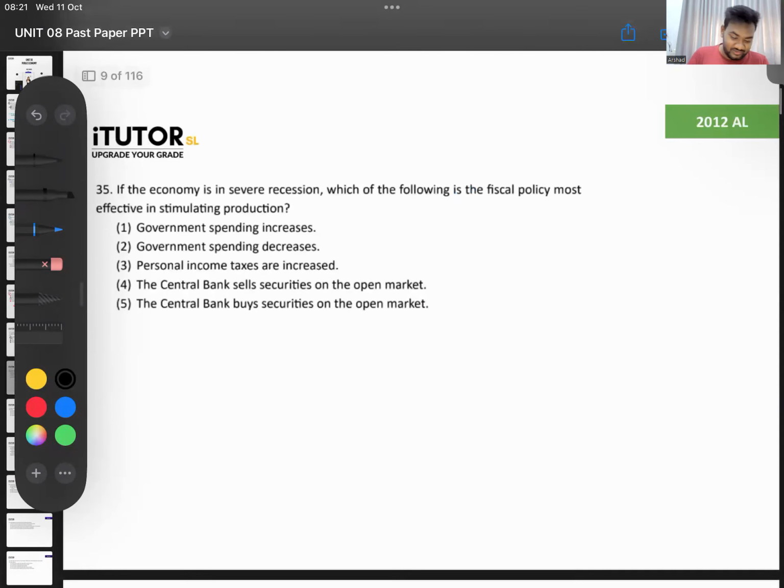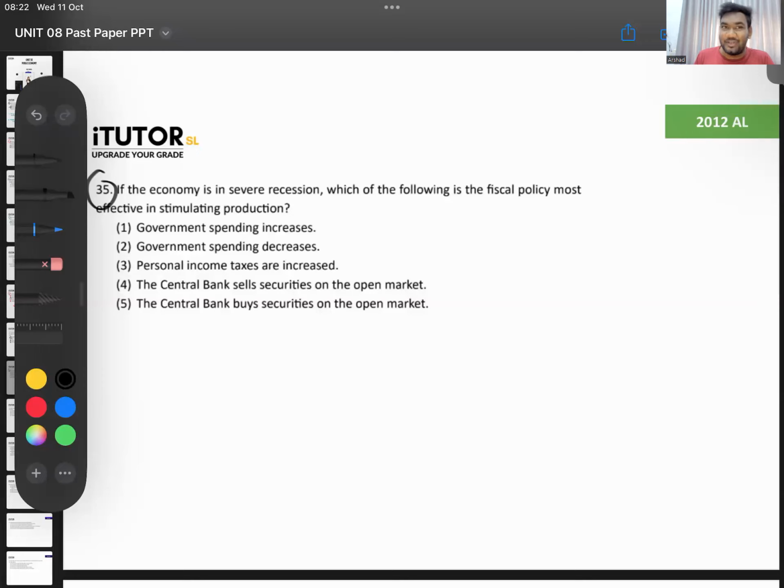Then we'll go to question 35. Again, very easy. If an economy is in a severe recession, remember during COVID recession, which of the following fiscal policies is most effective in stimulating production? What should you do? No, it doesn't have to be only about the demand. Even supply going is fine as long as the consumption comes there. No issue.